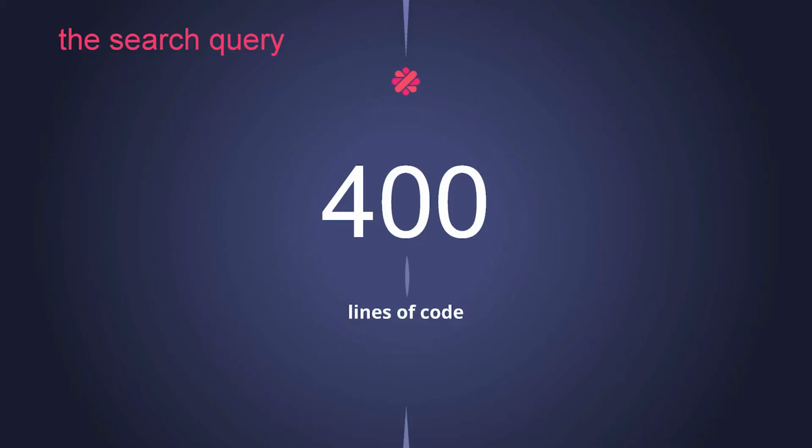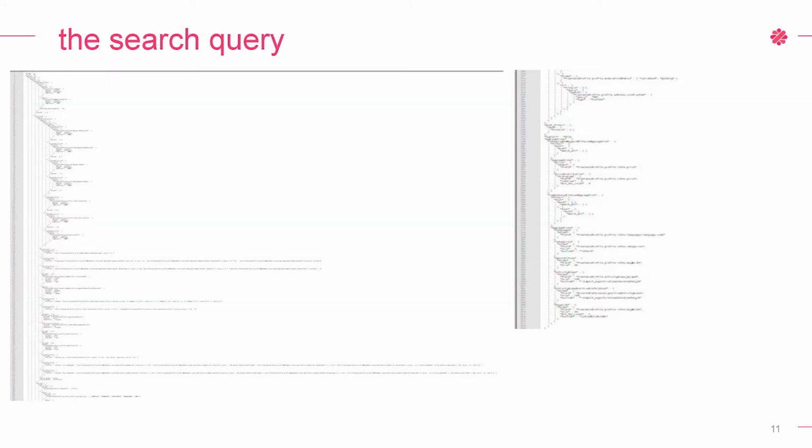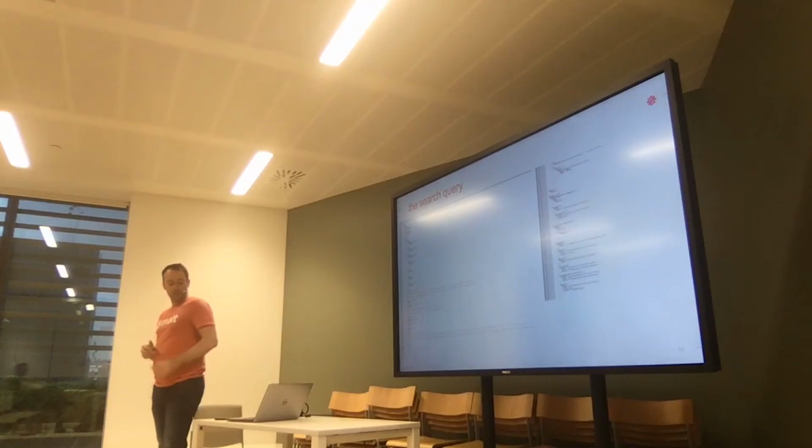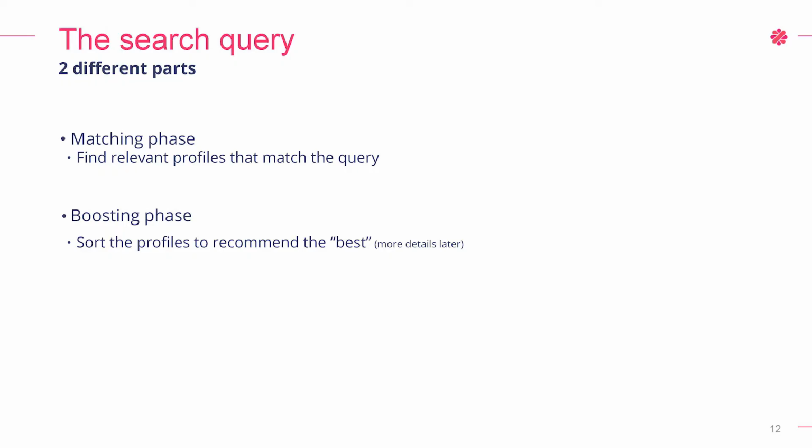Now I want to focus on the search query. It will be hard for me to describe every line of code of the search query, of course. As you can see, there is quite some zoom here. The search query could be seen as complex, but you can describe it in two phases, two steps. You have the matching phase and the boosting phase.